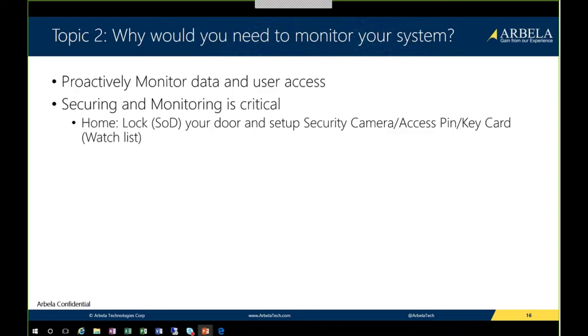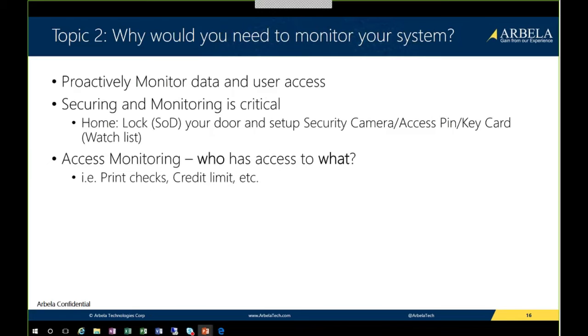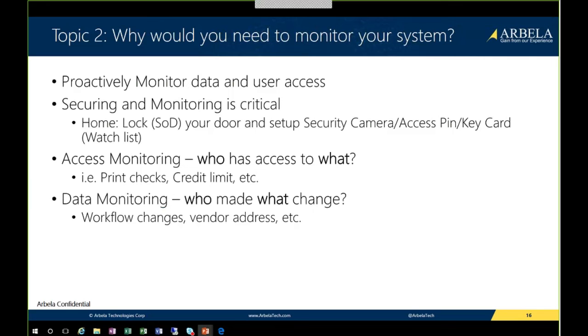However, you're giving out keys to people to access your house. So in order to know who is accessing your house, you set up security cameras. In order to know who actually walked in, you have the camera. That camera is the actual data monitor, and the access key or the key card is the access monitor. So the access monitoring says who has access to what, and the data monitoring says who actually made changes.